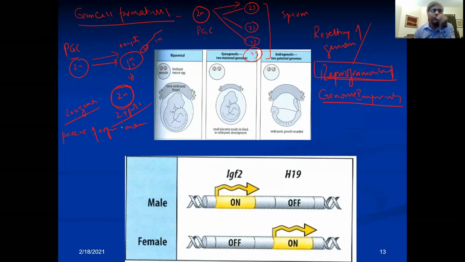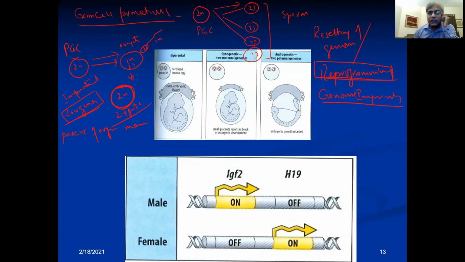Parent-of-origin manner means that each 2N cell has each chromosome existing along with its homolog. Genes are in pairs. However, for these 200 or so genes, only one copy is going to be expressed in the life of this future male or female. It will depend, and these genes are marked. They are imprinted. These genes are imprinted or marked.